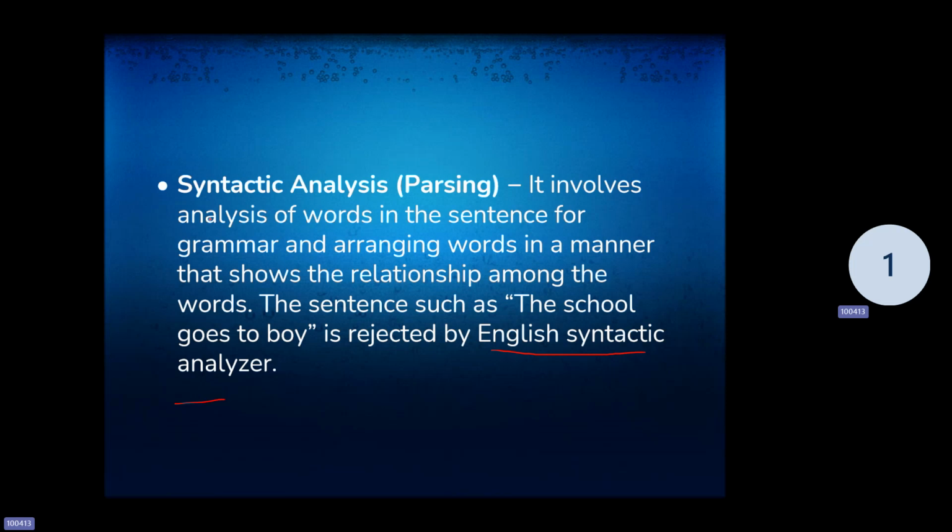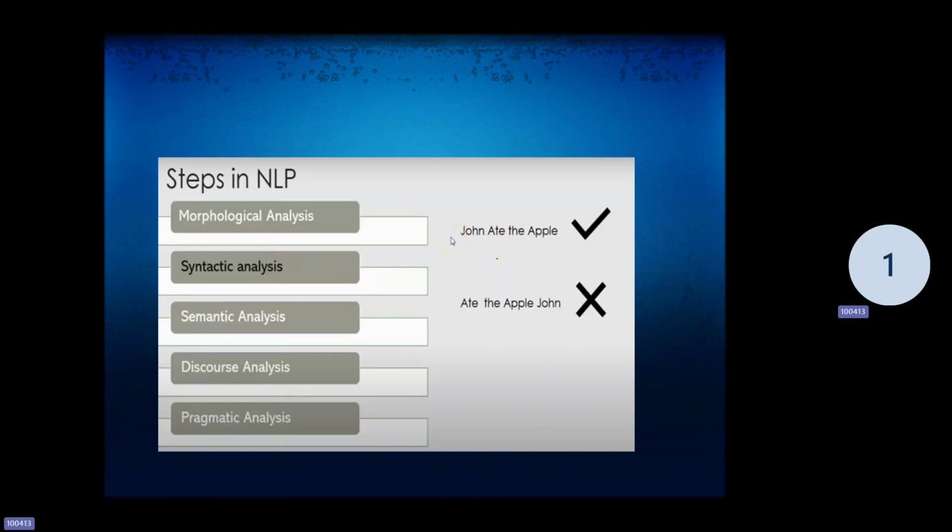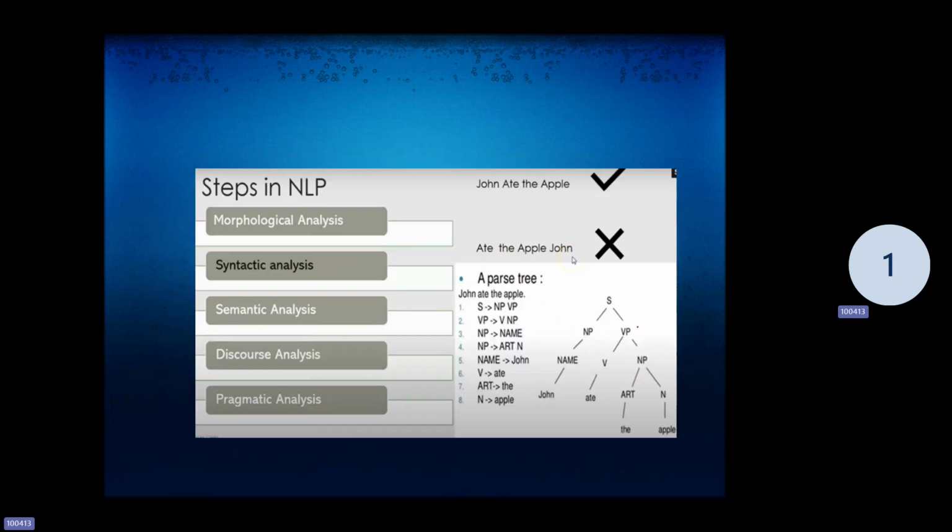It involves analysis of the words in sentences and arranging them in a manner that provides some relationship amongst the words. It comes under syntactic analysis. "John ate the apple" is correct. "Ate the John apple" is incorrect. So in the case of syntactic analysis, we can build a parse tree.